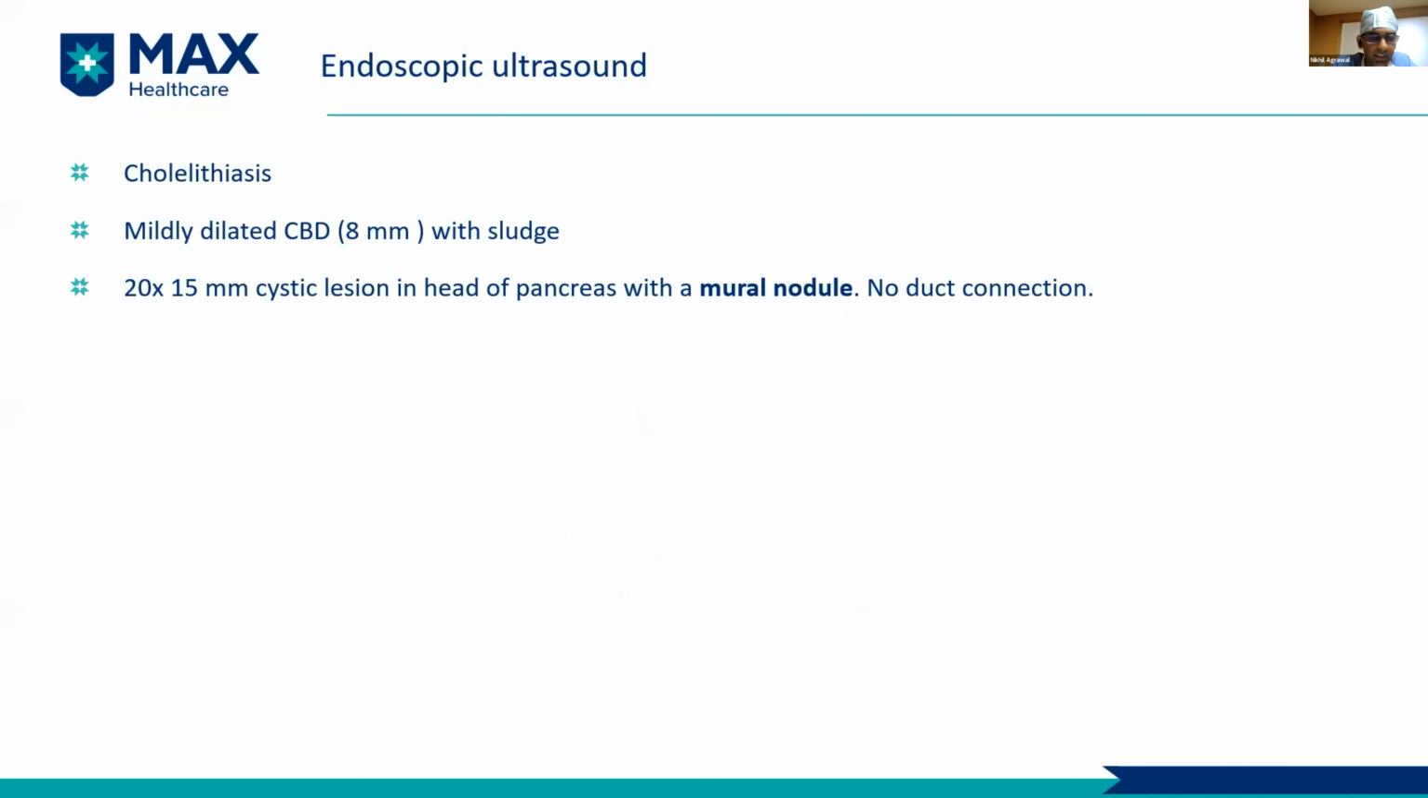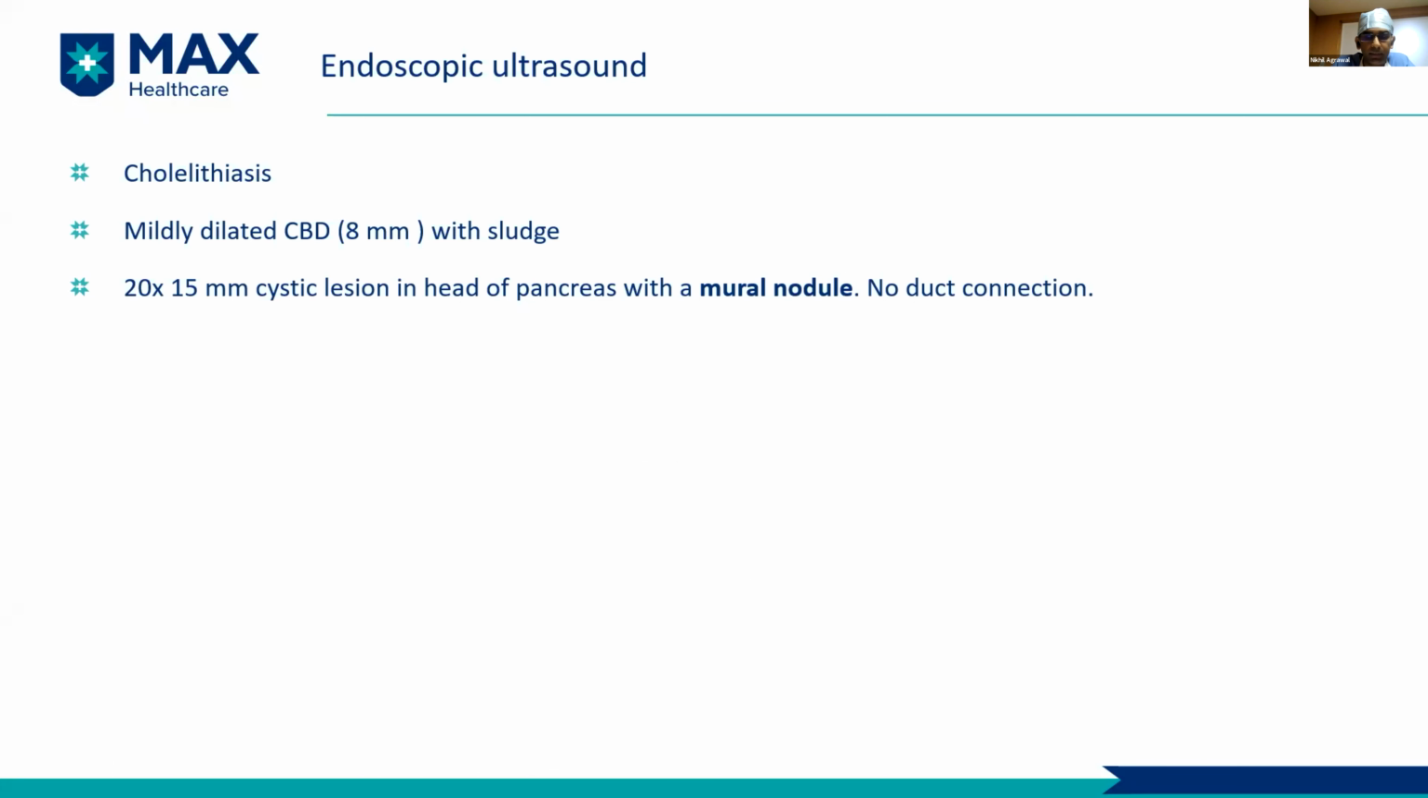So obviously, with the clinical feature, as Dr. Soumil suggested, we would still go with an endoscopic ultrasound. The endoscopic ultrasound suggested obviously cholelithiasis. The CBD was mildly dilated. There was no stone there. Mild sludge was there, and they said that there is a mural nodule.